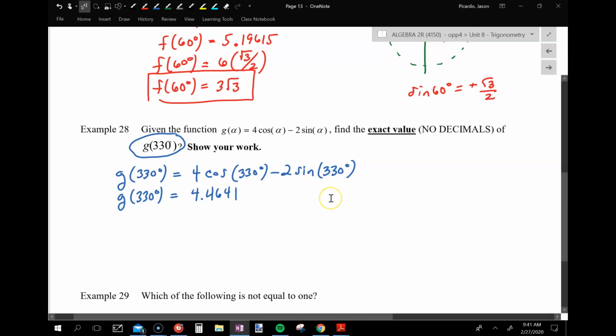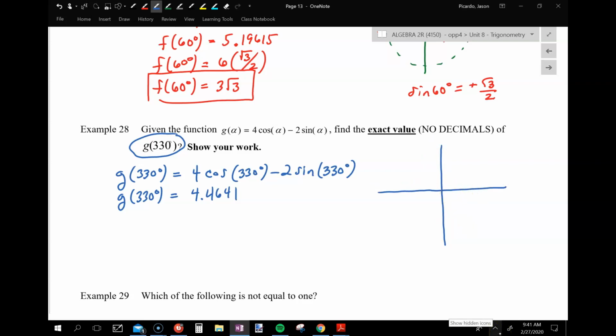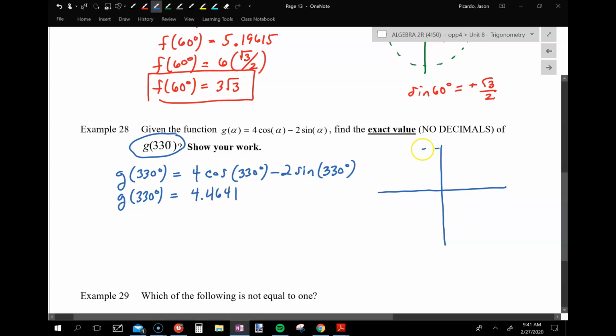All right, bad news though, guys. I wanted an exact answer, right? So again, I gotta create this diagram. 330 is going to put me into which quadrant? Quadrant 4, okay. Unit circle, 330 degrees. Puts me on this point right here. That's the point I need to get, right?